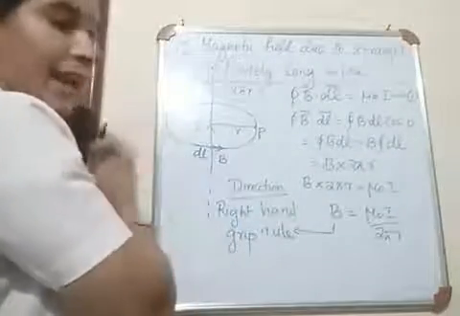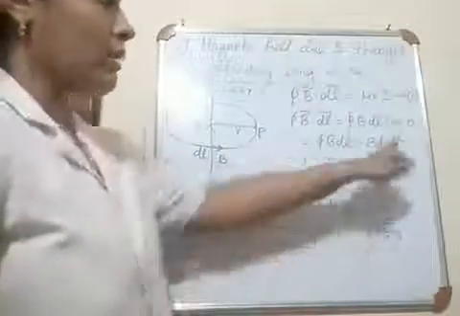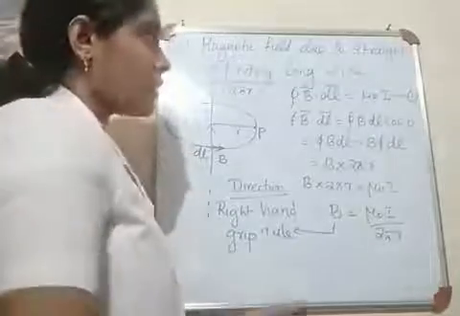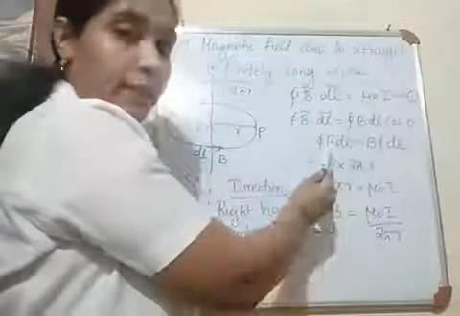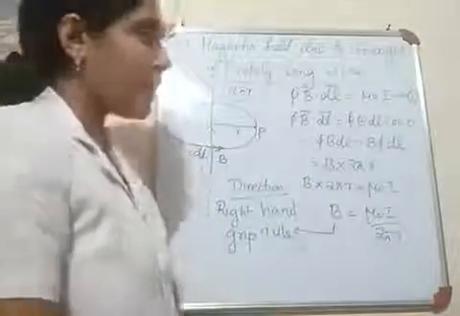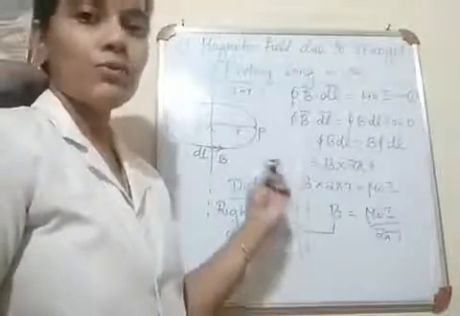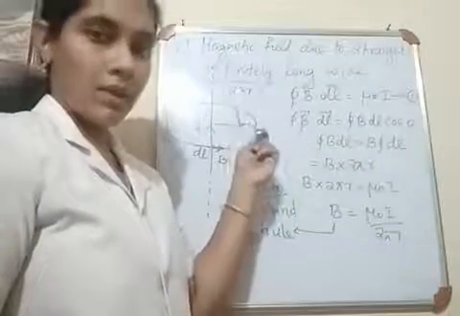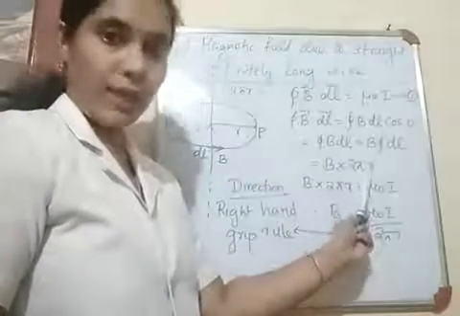So both B and dl act along the same direction. The angle between them is 0. So here cos theta is cos 0, and cos 0 is 1. So integral B dl cos 0 becomes integral B dl. The magnetic field is constant, so take it outside the integral: B into integral dl. Whenever you integrate all the length elements, you get the total length of the circle, which is nothing but the circumference. And the circumference is 2 pi r.